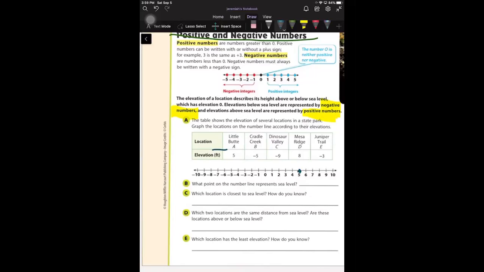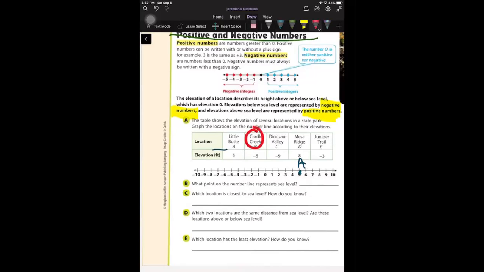And they want us to graph it with the letters. So, wow, that looks good. Okay, just redo that, but get the idea. We're going to be graphing it at 5. It's going to be A. All right. Now let's go on to the next.